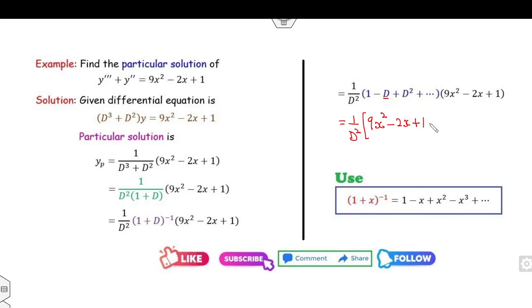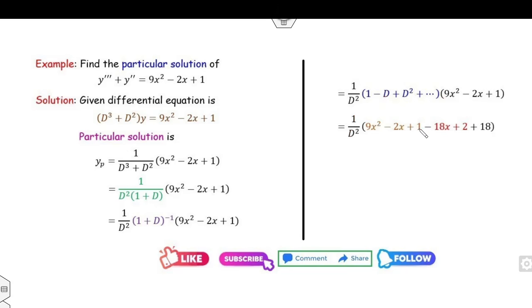Minus D is the derivative. Find the first derivative. Minus 18x minus minus plus 2. Find the second derivative. Second derivative is my 18. Fine. The first derivative is 18x minus 2. Second derivative is my 18. Now you can combine them. It's my 20x. It is my 21.